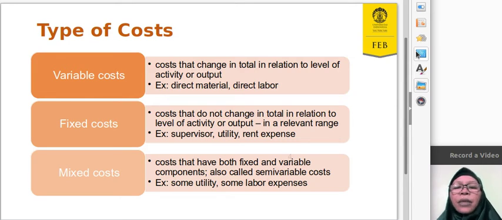The third one is mixed cost. Mixed cost is the cost that consists of variable costs as well as fixed costs. So if a cost should be paid in a particular amount no matter how much we produce, let's say until 50 units, as long as we still produce 50 units or less, we only pay a particular amount of money. But if we add another unit, then we add another cost, so it is the variable part of the mixed cost.